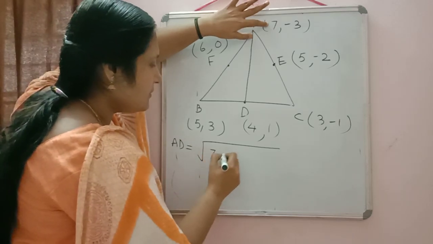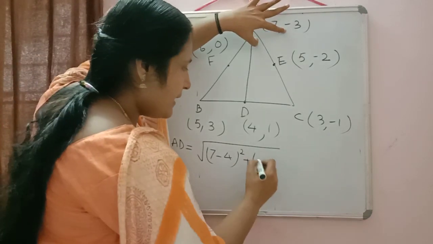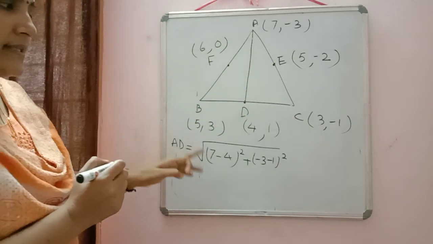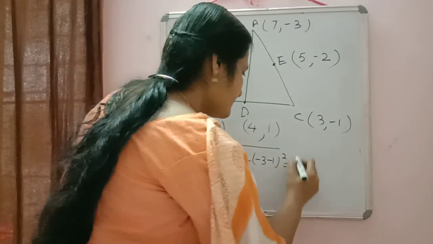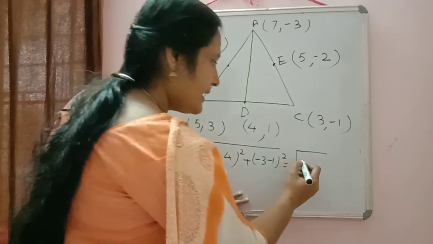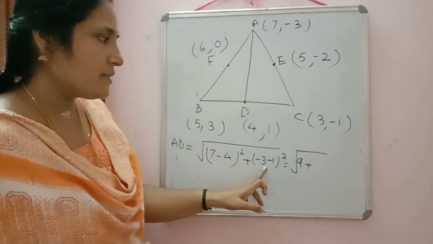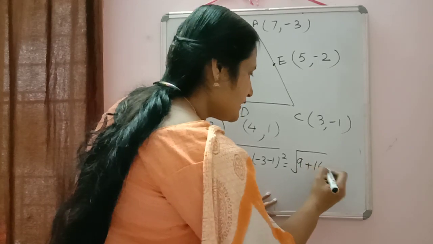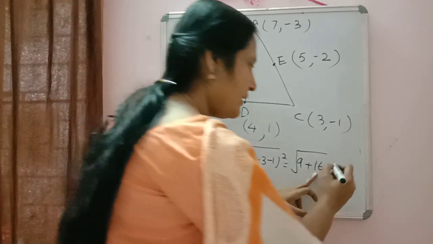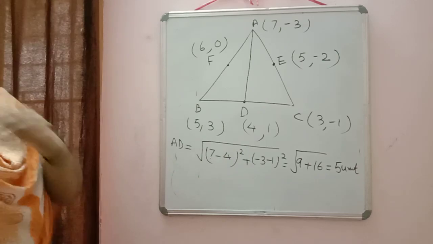plus (y2 minus y1) the whole square. So that will be equal to (7 minus 4) the whole square plus (minus 3 minus 1) the whole square. If you want, you can write 4 minus 7, that is also correct. 7 minus 4 will be equal to 3 and 3 square is 9, plus minus 3 minus 1 will be equal to minus 4 and minus 4 square is 16. So square root of 9 plus 16, root 25, and root 25 is 5. So we got AD is equal to 5 units.